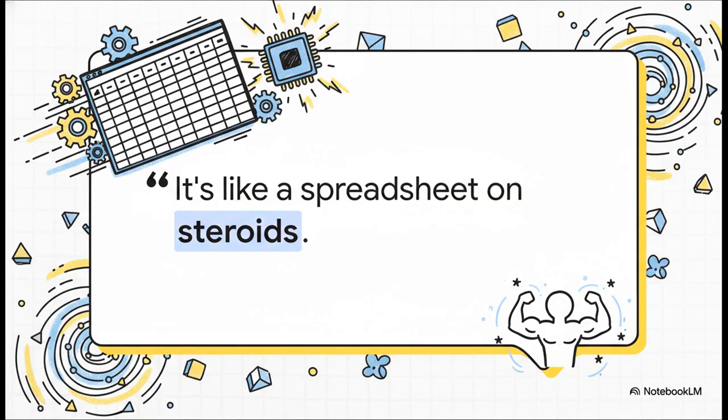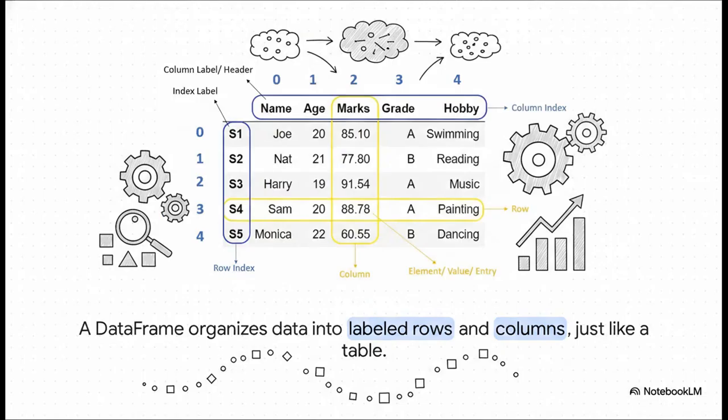And this is probably the best analogy you'll ever hear for it. It's like a spreadsheet on steroids. I mean, that's perfect. It has that comfortable, familiar feel of a spreadsheet that we all get, but it's backed up by the incredible power and speed of Python. So you can do crazy complex things with millions of rows of data that would just completely crash your typical spreadsheet program.